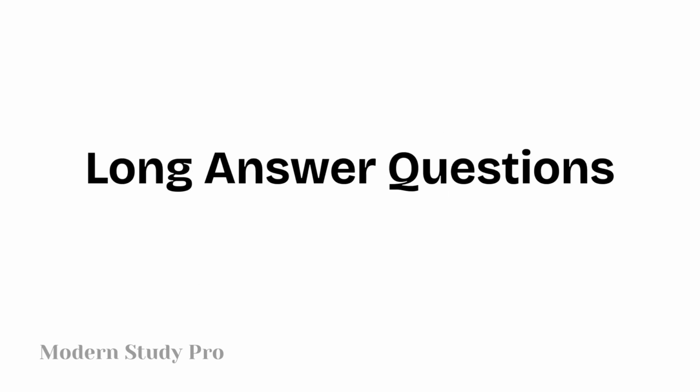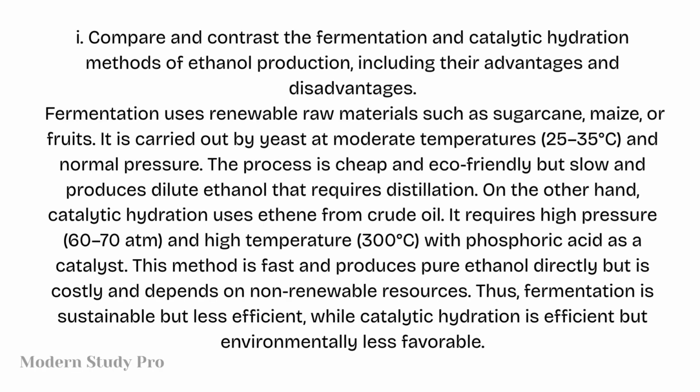Long answer questions. 1. Compare and contrast the fermentation and catalytic hydration methods of ethanol production, including their advantages and disadvantages. Fermentation uses renewable raw materials such as sugarcane, maize, or fruits. It is carried out by yeast at moderate temperatures, 25 to 35 degrees Celsius, and normal pressure. The process is cheap and eco-friendly but slow and produces dilute ethanol that requires distillation.